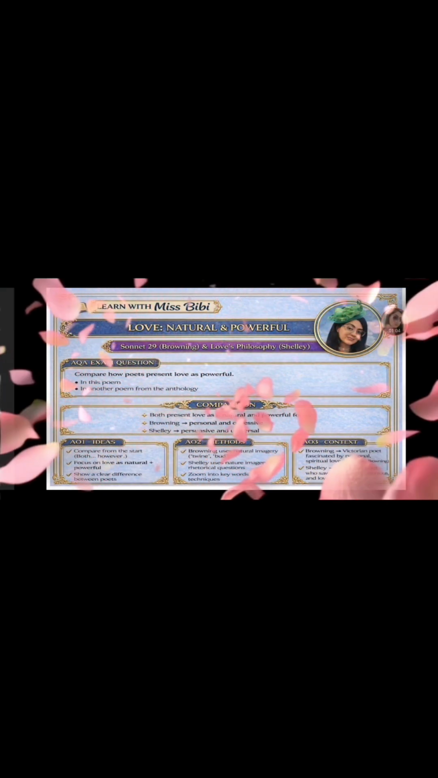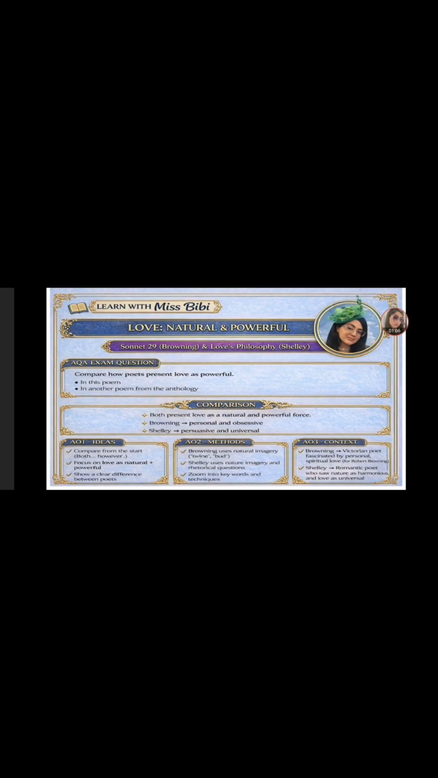Now we are going to look at a past exam question. So the question here is, compare how poets present love as powerful. So the key terms here are love and powerful. In the exam, you will be given one poem, and then you have to compare that poem to another poem with the same themes. So the themes here are natural and powerful.